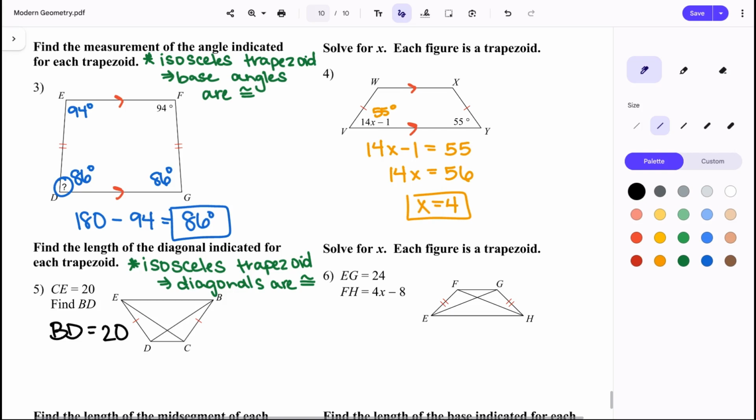Okay? Now if you look over at 6, EG, that's one of the diagonals, they're saying that's 24. FH is the other diagonal. They're giving me that expression 4x minus 8. How would I set this up to solve for x? Good. We should just set them equal to each other. We know that the diagonals are congruent, so you just pop an equal sign in between them. Okay, go ahead and solve for x there.